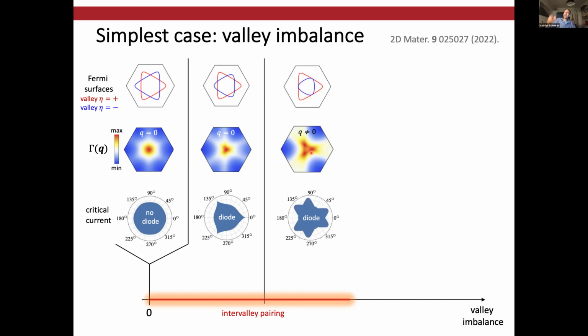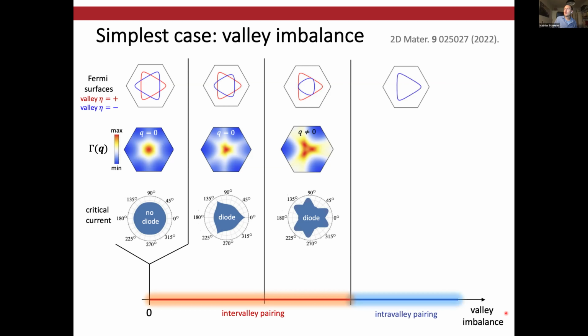Now, of course, if you exaggerate the strength of the valley imbalance in the real system, at some point, superconductivity will disappear. But as theorists, we can make it very strong and let it survive very large valley imbalance, such that we eventually reach an intra-valley pairing state, which also has a diode effect. But I suspect that this state has a very high momentum and will be extremely fragile. But for convenience, it's added to this slide. Okay, so this is the simplest scenario possible.